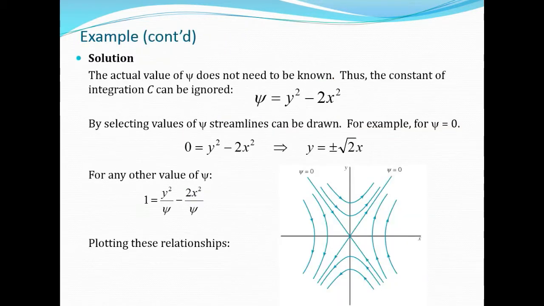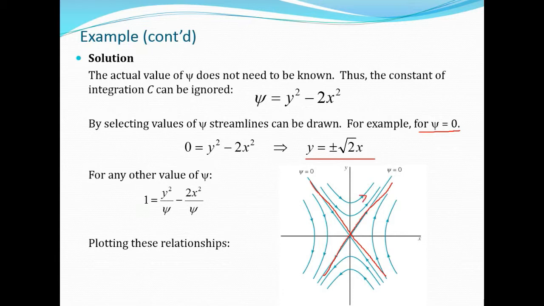So here's the solution. The actual value of psi does not need to be known. The constant of integration can be ignored for the moment. But by selecting values of psi, the streamlines can be drawn. So for example, for psi equals 0, we get y is equal to a line here. So we get these lines that just crisscross over the middle here. For other values of psi, you get 1, etc. You end up with more of these hyperbola type expressions.